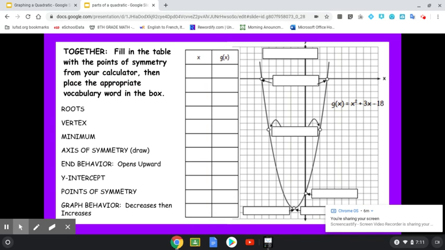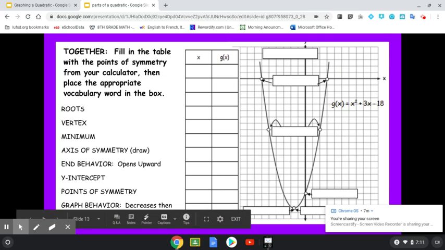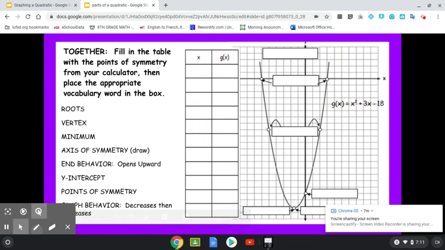All right, so what I want you to do right now is we're going to look at this one together. There are these open boxes, and for each open box, you're going to fill in one of these words. Each one of these has a word, and for this one I'm just telling you the graph behavior. The ones that I have check marks next to, you're going to be filling into the blank boxes that are on the screen right there.